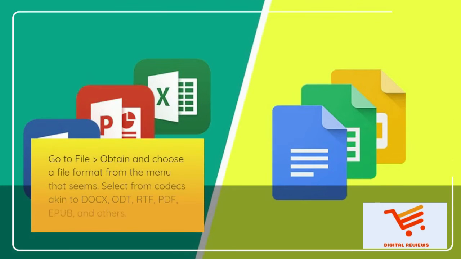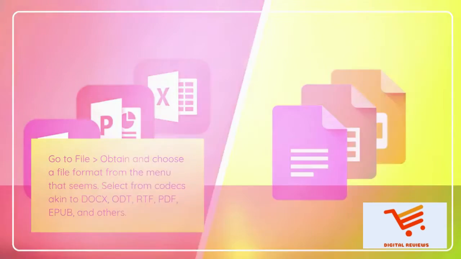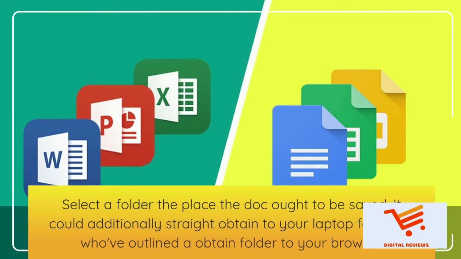Go to File, then Download, and choose a file format from the menu that appears. Select from formats such as docx, ODT, RTF, PDF, EPUB, and others. Select a folder where the document should be saved. It may also download directly to your computer if you have defined a Download folder for your browser.